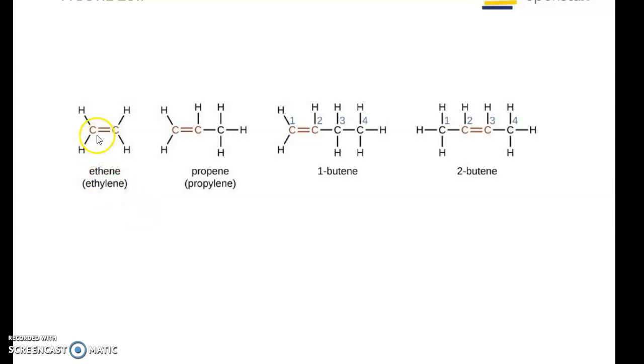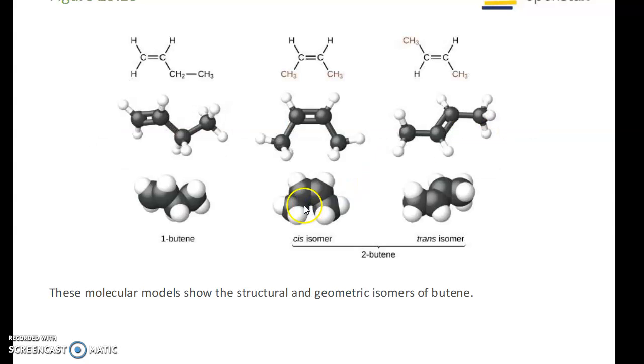So this is ethene or ethylene. This is propene, or the more common words for these are ethylene and propylene, right? Once you get beyond the initial smaller ones, then it becomes necessary to use the formal word and to also say where the bond is. This is 1-butene. This is 2-butene. Okay. This right here would be 1-butene.